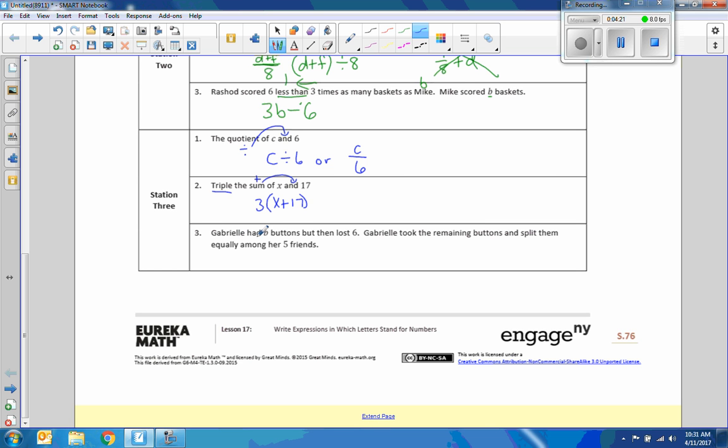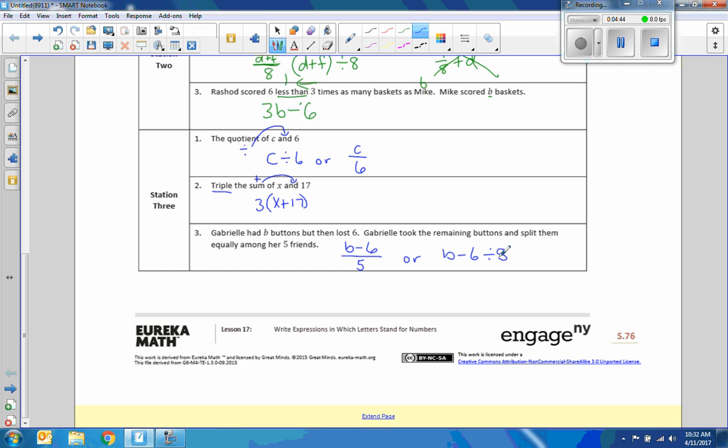Okay, so Gabrielle had B buttons, but then lost 6. So that'd be B minus 6. Gabrielle took the remaining buttons and split them equally among her 5 friends. So if she's going to divide what's left over, she's going to divide that by 5. Or I could do B minus 6 divided by 5.